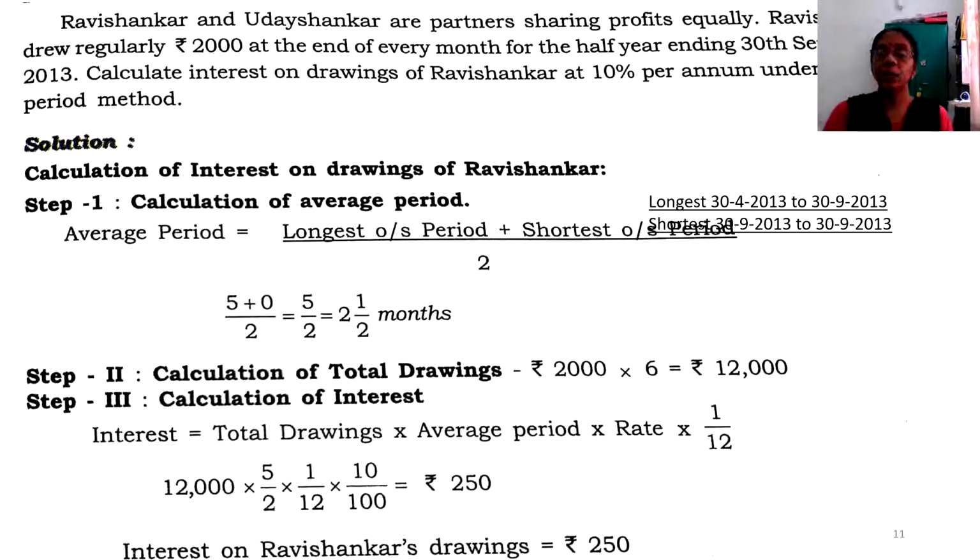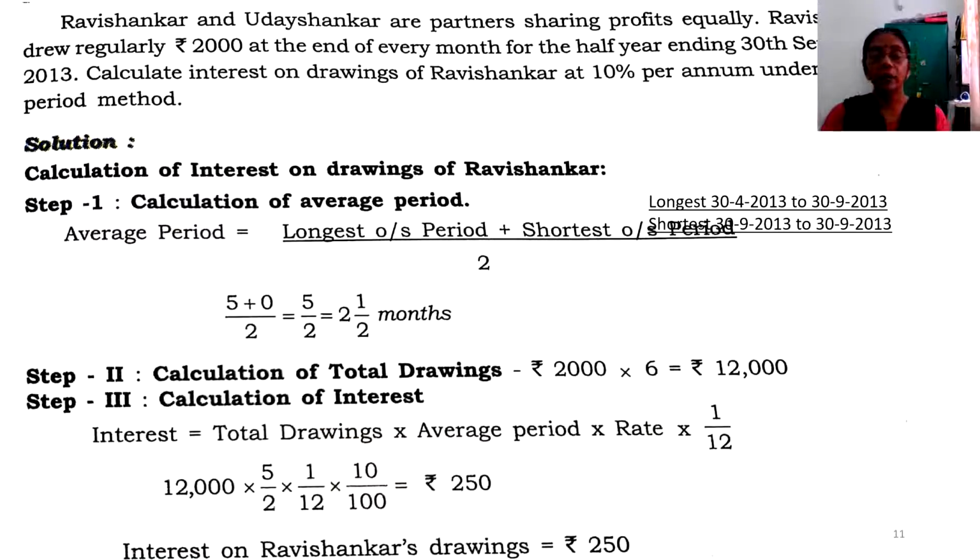And the rate as per the question is given as 10%. So make it as an equation. Total drawings 12,000 into 2.5. You can take it as 2.5 if you are doing on a calculator. Or if you are cutting off the numerator and denominator like how you do in schools, you can keep the fraction as 5 by 2. And then 1 by 12 is as per our question and 10 by 100 is the rate of interest. So once you work it out, you get 250 rupees.